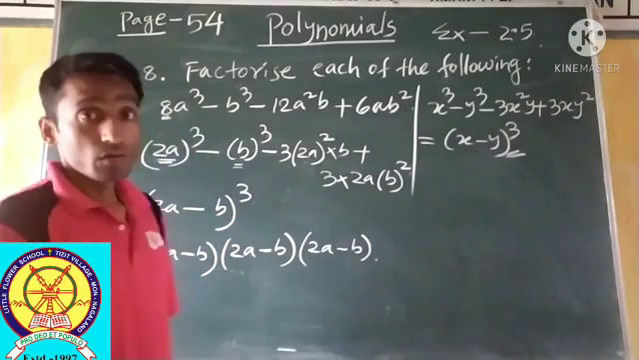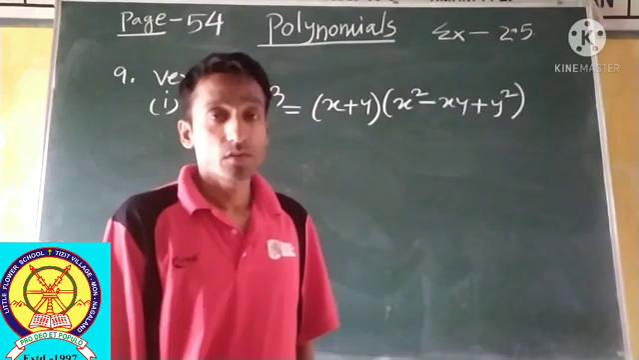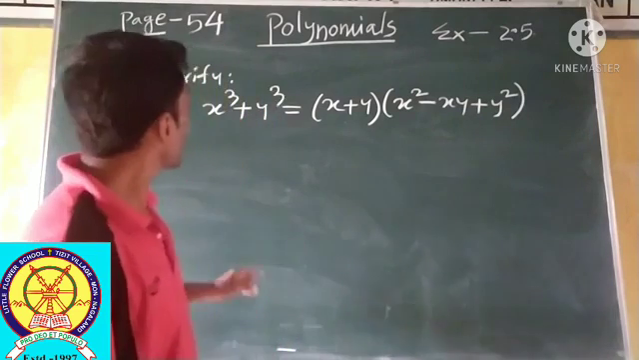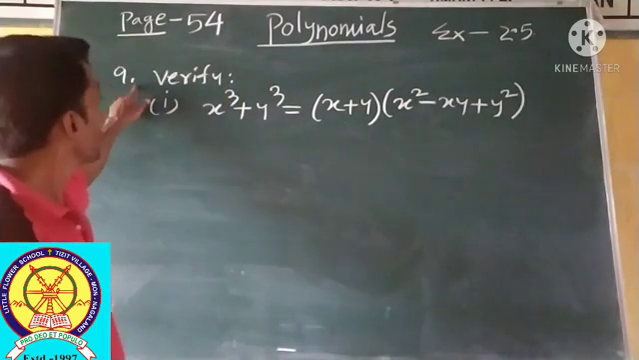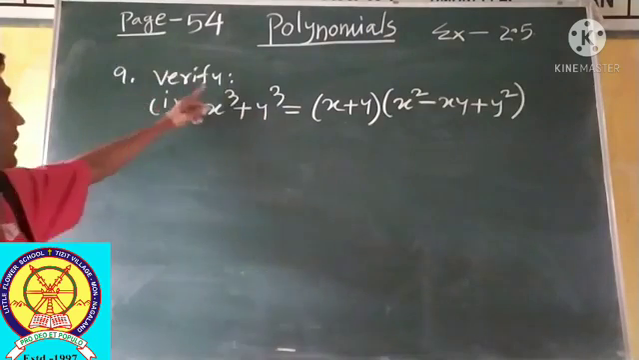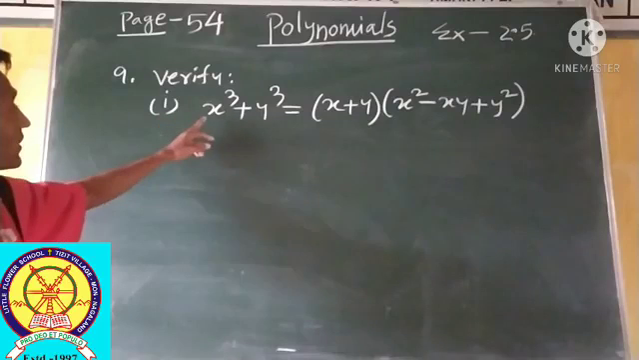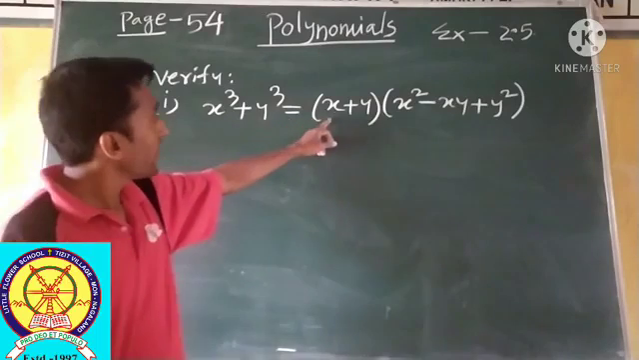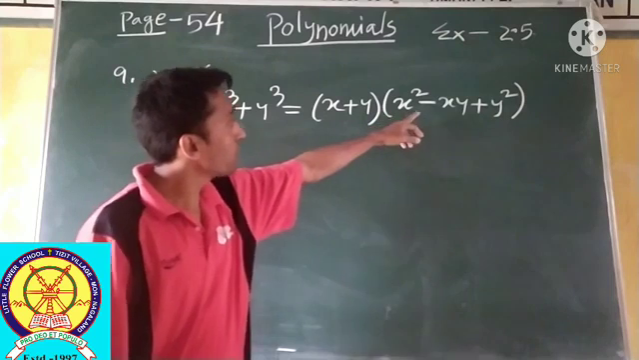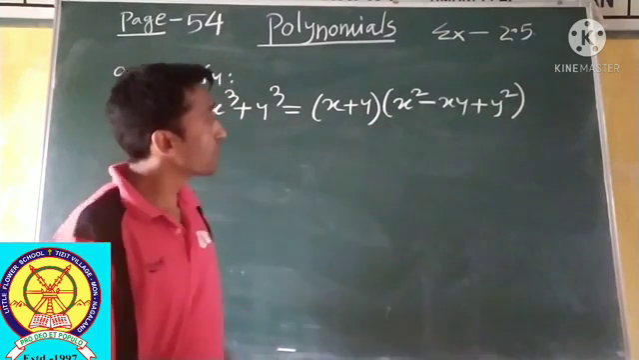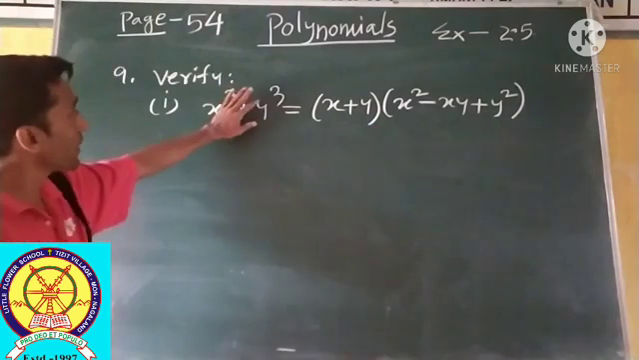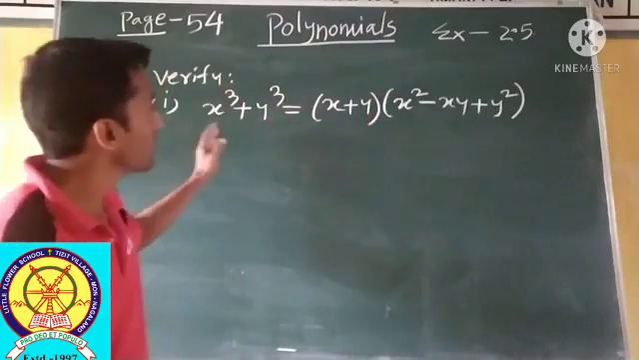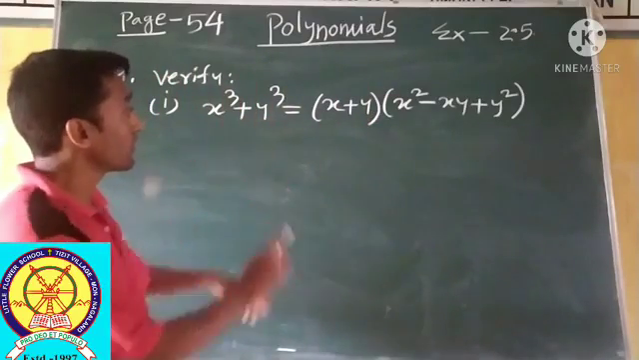So now we will go to the next question. Now we will learn the next question, question number 9. What is your question? Verify. You see question number 1: x cube plus y cube is equal to x plus y into x square minus xy plus y square. You have to verify that left hand side is equal to right hand side. You have to verify that both sides are equal.